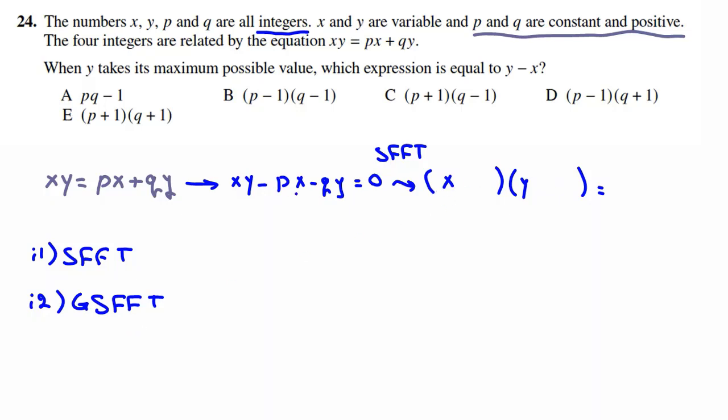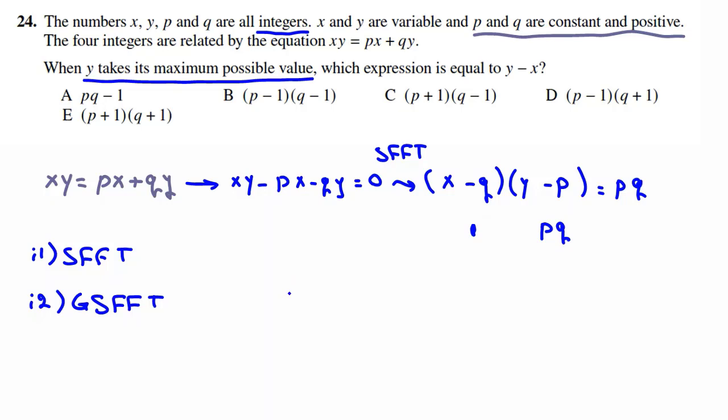Okay. So I want to create negative px, negative p, and negative qy, negative q. Then we have minus q times minus p, pq. So it will be pq. And here it says y wants to be the maximum possible value. The product is pq, p is constant. So when y is maximum, y minus p is also maximum because p is constant. So when the product is pq, the maximum case is pq, the minimum case is 1.